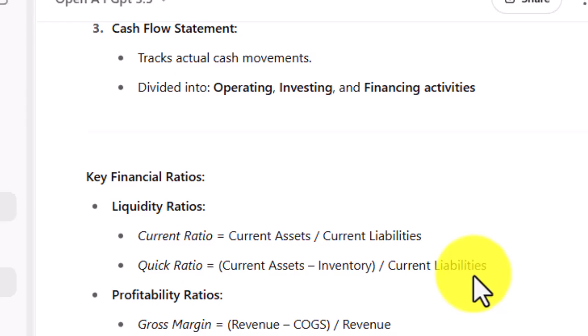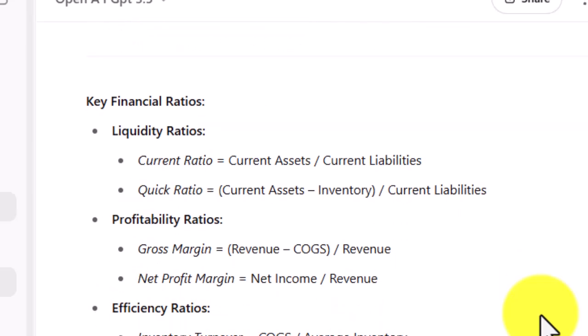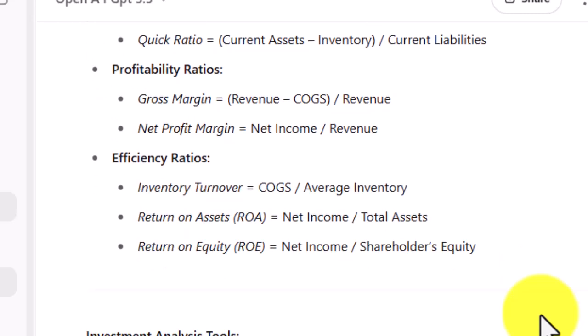Liquidity ratios: current ratio equals current assets divided by current liabilities. Quick ratio: current assets minus inventory, divided by current liabilities. Profitability ratios: gross margin equals revenue minus COGS, divided by revenue. Net profit margin equals net income divided by revenue.